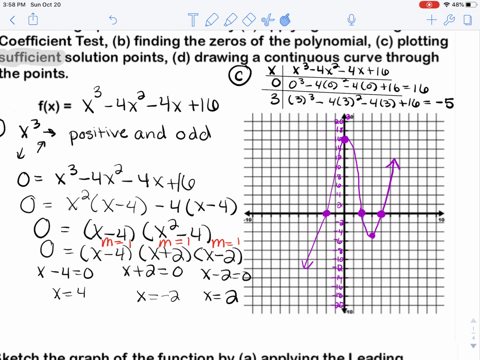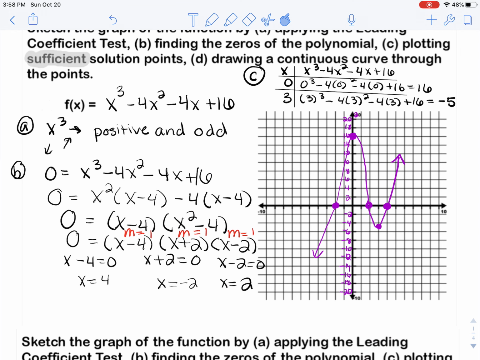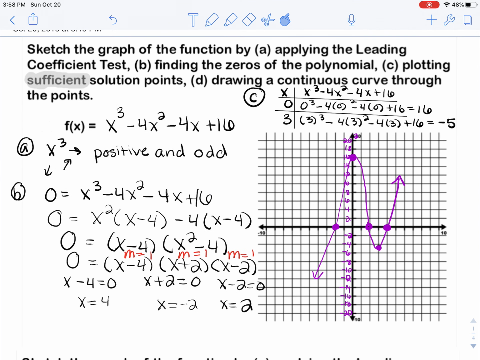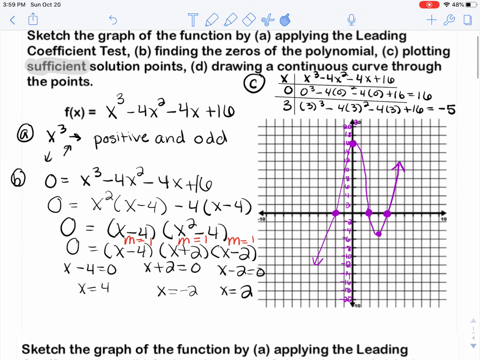So that is how we are going to graph these functions. So first, end behavior, then factor. Figure out if it is going to cross or touch by looking at the multiplicity, picking some points in between the zeros, and then just graphing.